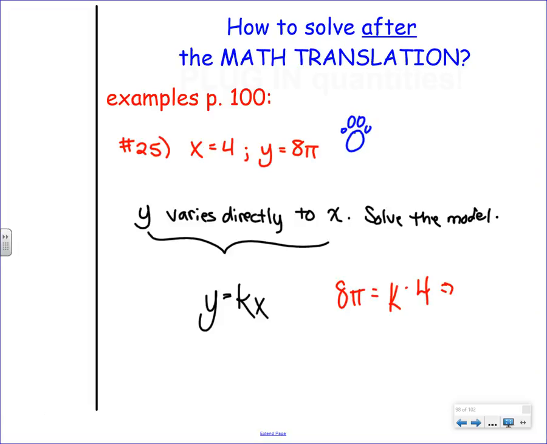They didn't tell me solve for k. They just said solve for the model, but I was missing this piece to my equation. So I plug in the particular piece of information. Hopefully you guys know I solve for k by dividing. I get k equals 8 pi over 4, which means k equals 2 pi. Oh, look, I'm done. No, that's just k. Solve the model is, what is the entire model for this situation, for this scenario? y equals 2 pi x. k was just one little piece of that. Very important.